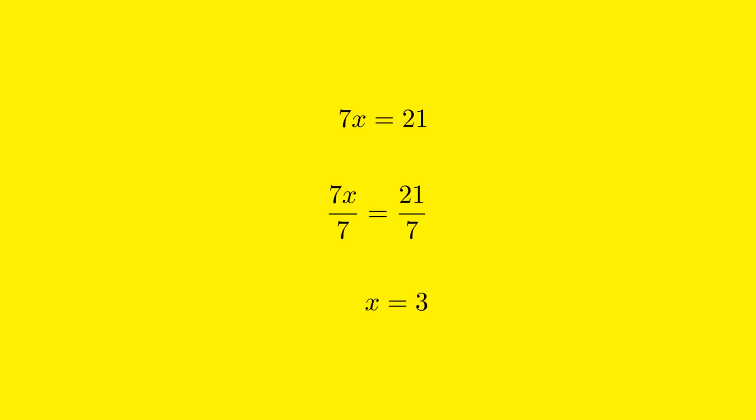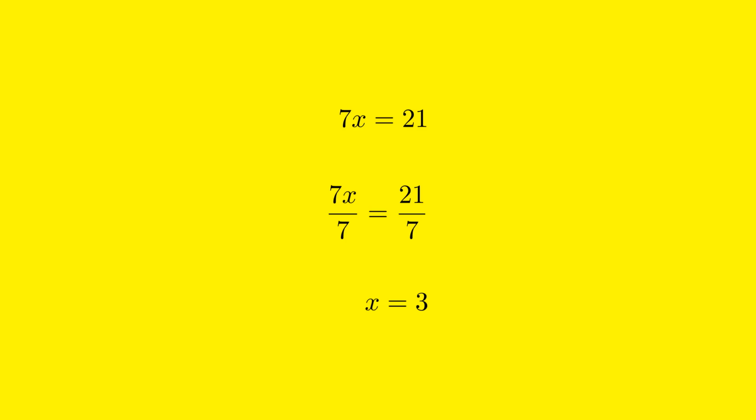To do this, we start with the simplified equation from step 1, which is 7x equals 21. Now we will divide both sides of the equation by 7. On the left side of the equation, dividing 7x by 7 simplifies to just x because 7 divided by 7 equals 1, and 1 times x is simply x.